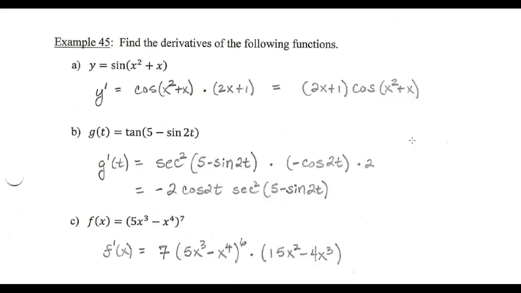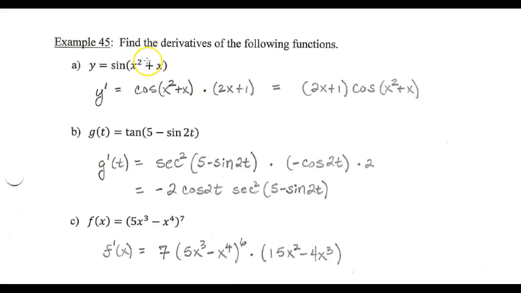Okay, here in section 3.6, the chain rule, and here in example 45, we want to just do several examples of the chain rule for you. So in part A, we're given y equals sine of x squared plus x. So we have an outside function, which is sine. The inside function is x squared plus x, right? This is f of g of x, where f of x is sine x, and g of x is x squared plus x. Just think of it as outside of inside, right?